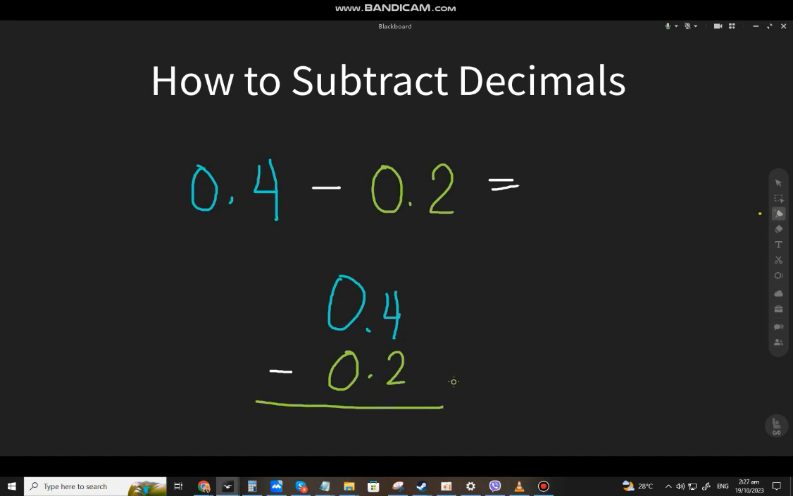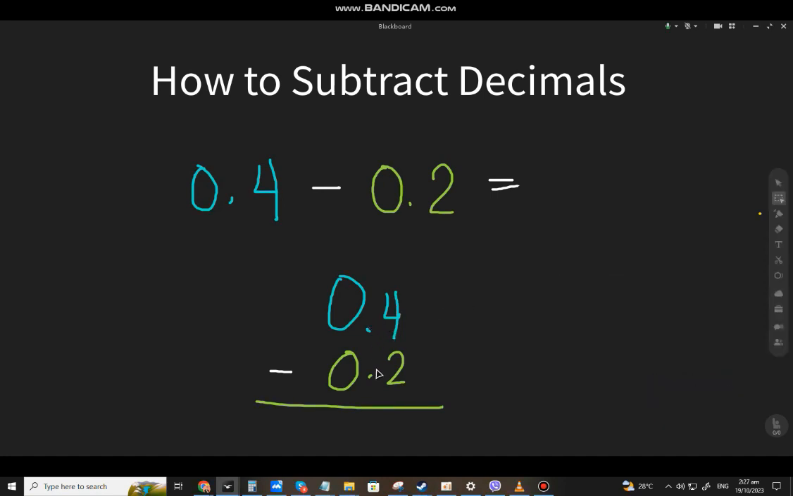Now, in subtracting decimals, you have to make sure that the decimal point is aligned. And of course, the numbers also. If it's in the ones place, the ones place should be aligned, and the tens place should be with the tens place. Now, you cannot do it like this. I'll show you. The decimal points are not aligned. That's wrong. Even if you subtract it correctly, you will not yield the correct answer. You have to be careful.